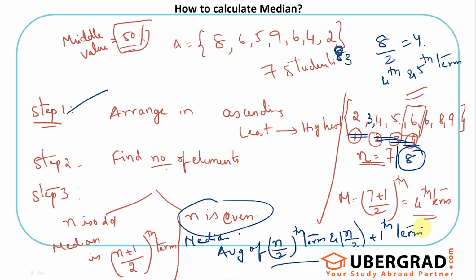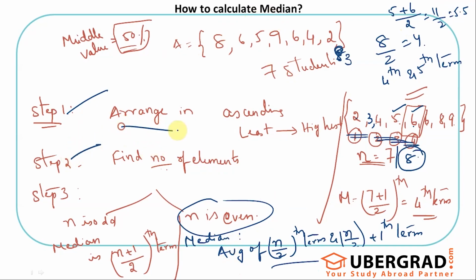That is what this entire thing is talking about. So what is the 4th term? 1st term, 2nd term, 3rd term, 4th term, and 5th term. So 4th term is 5 and 5th term is 6. So what is the average of 5 and 6? So that is 5 plus 6 by 2. So it's 11 by 2, which is 5.5. Right? The median is 5.5 in this case. That's how you calculate the median.